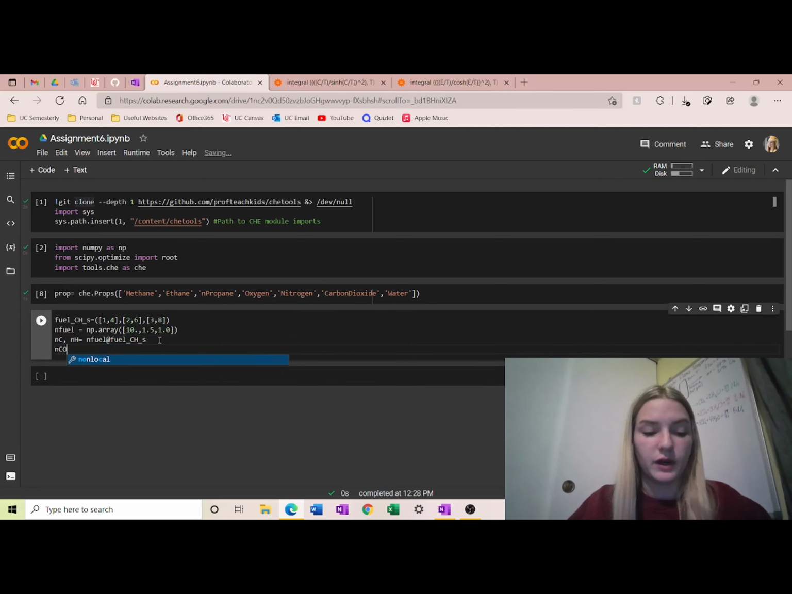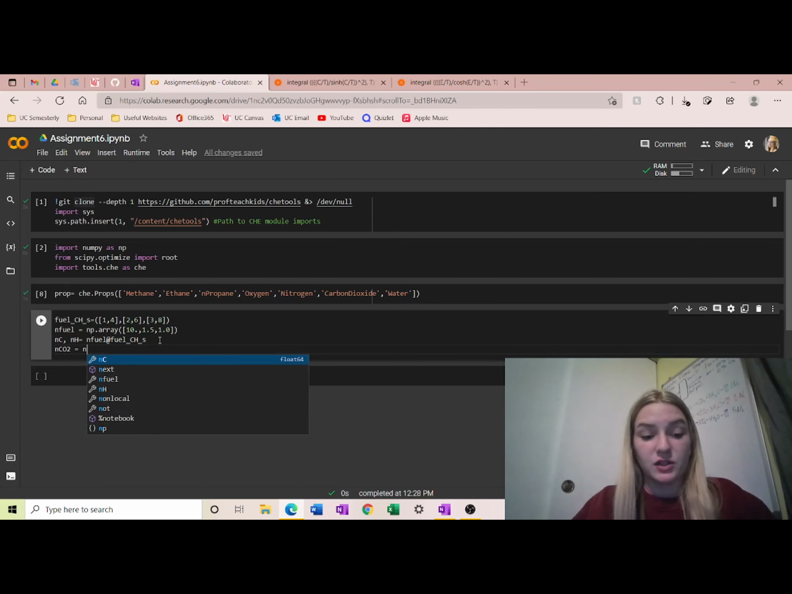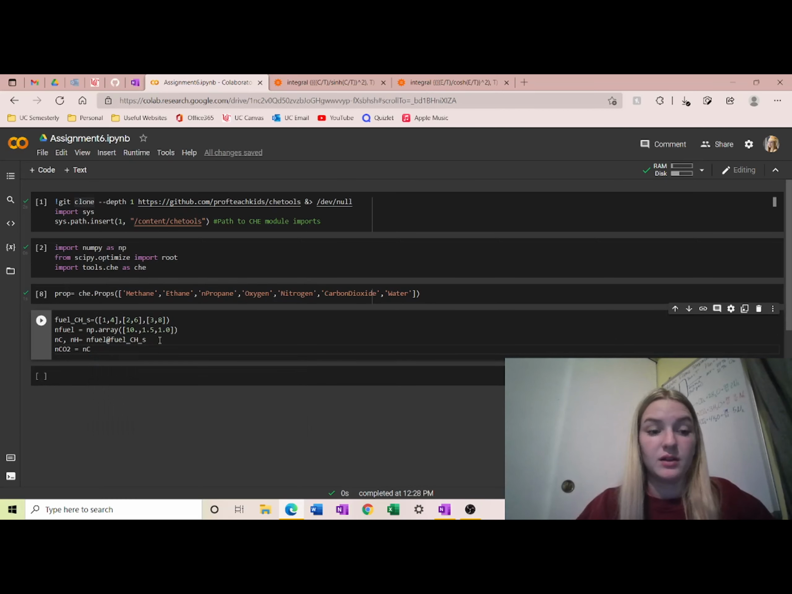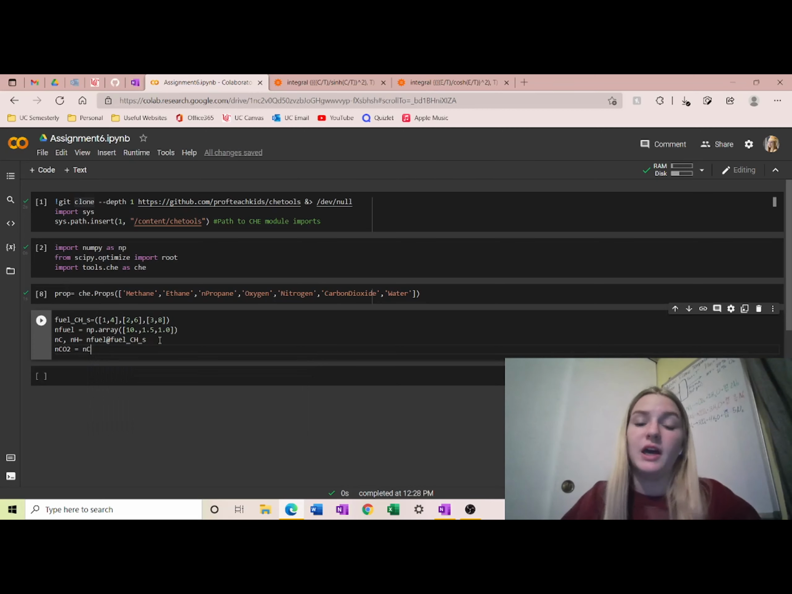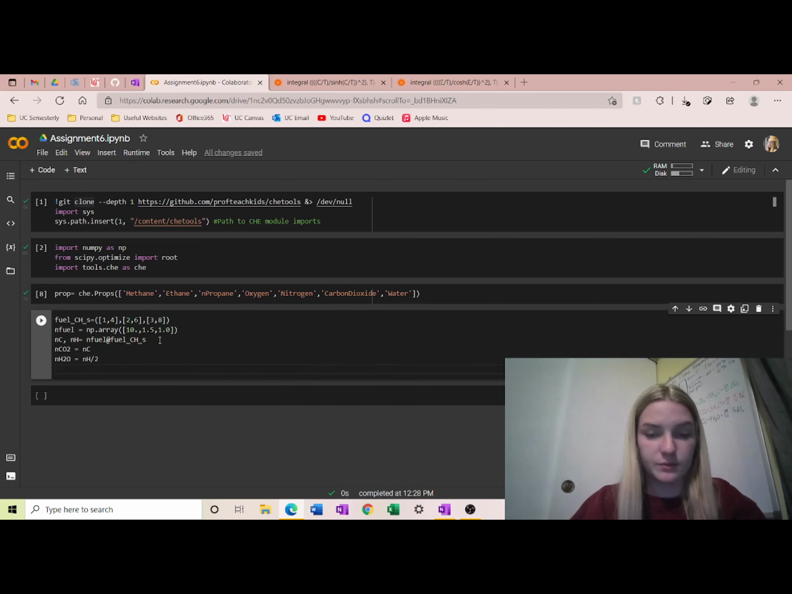So now we are going to find the number of moles of carbon dioxide. That is just going to be NC, because that'll give us the number of moles of carbon that we have, and carbon is our only term that has carbon in it. So now we are going to find the number of moles of H2O, which is water. We're going to have the moles of hydrogen divided by 2.